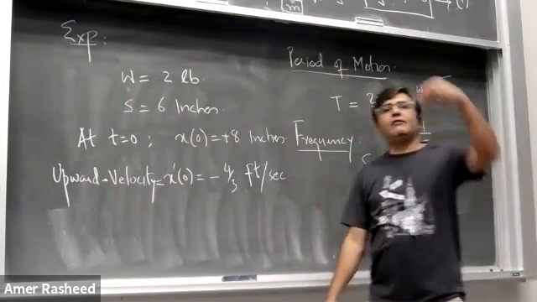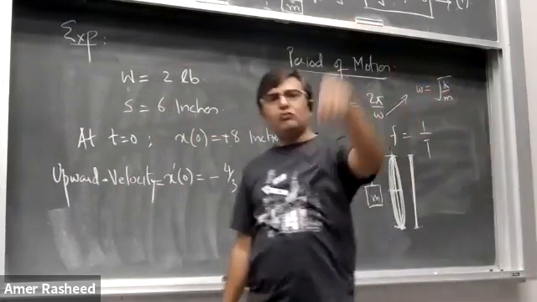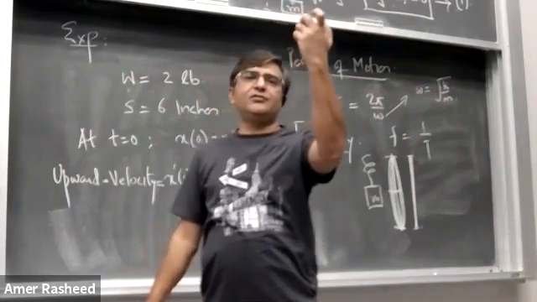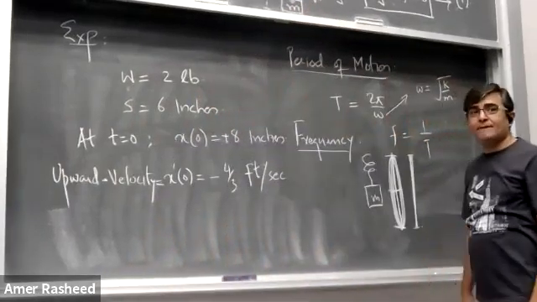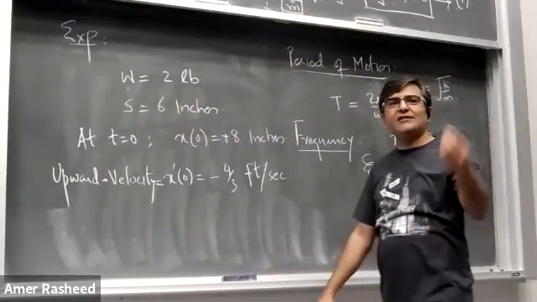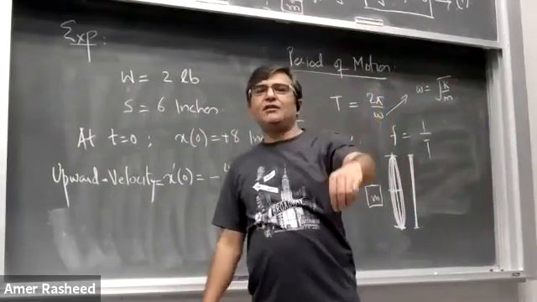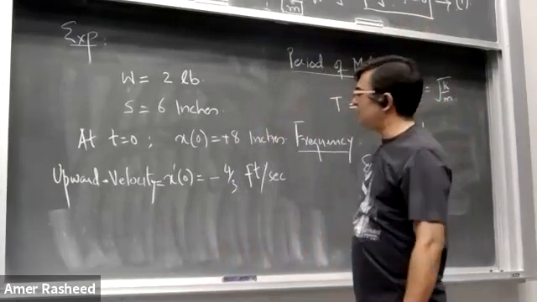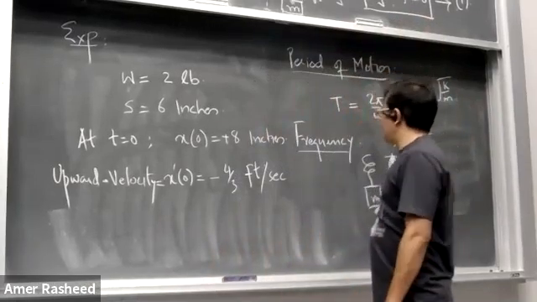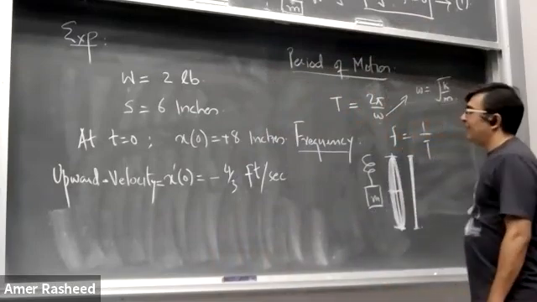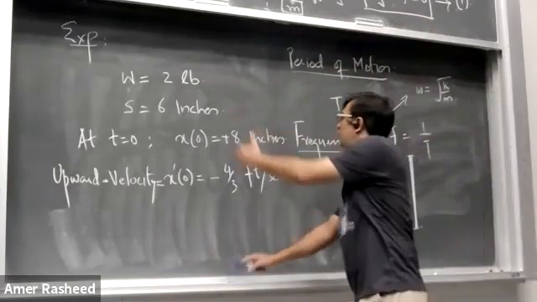Because for any free falling object, its downward velocity is positive and its upward velocity is negative. This is so because g, the gravitational acceleration, is always positive. Acceleration due to gravitational force, g, is positive. So this is what we are given.